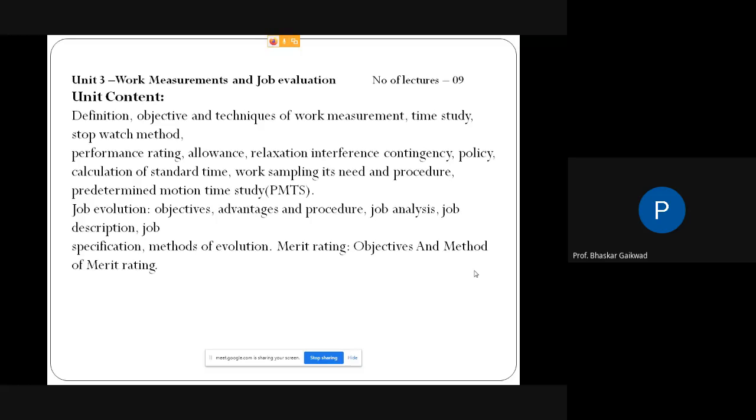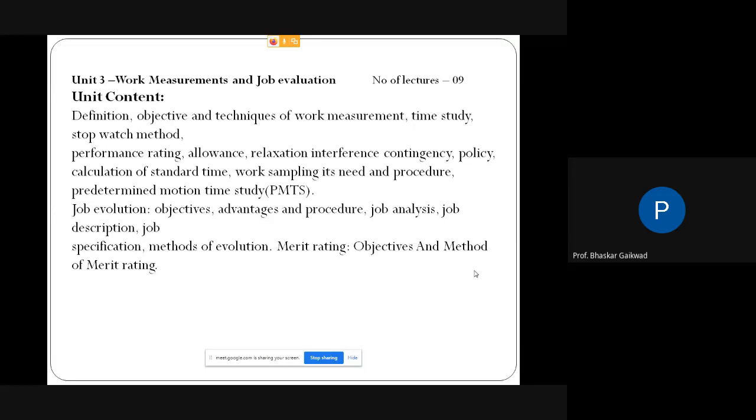This is the last chapter. Hello, hello. Yes, sir. Unit number 3, work measurement and job evaluation. This is the last chapter of our first section.